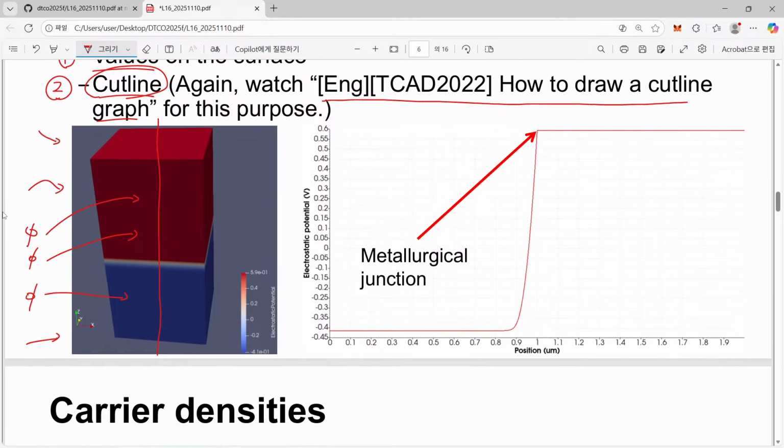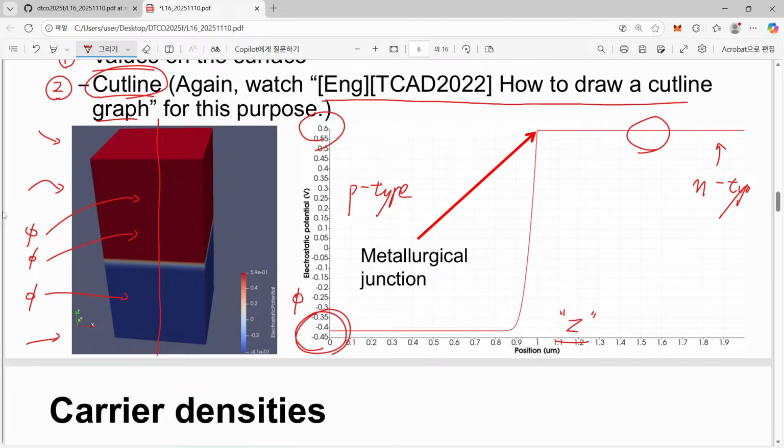So here you have electrostatic potential as a function of position, for example vertical position, and here you have the n-type region, and here we have the p-type region. That's the reason why your electrostatic potential is quite negative, minus 0.4, and here you have quite a high, quite positive value, almost 0.6. It means that your n-type doping density is much higher than the absolute value of your p-type doping density.